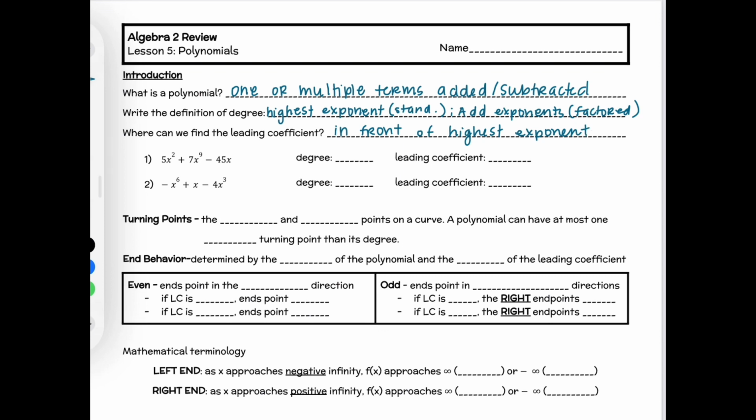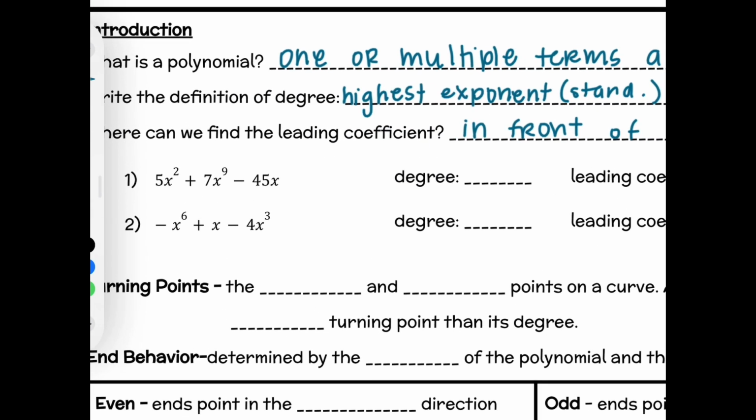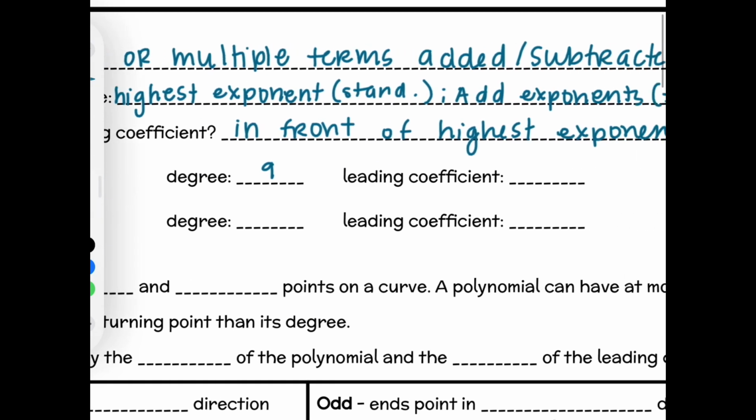All right, so looking at this first example, we're looking for the highest degree because this is in standard form. So if we look, we have a degree of 2, 9, and then this would be 1. So the highest exponent would be 9, so the degree would be 9. And if we're looking for the leading coefficient, we look in front of that x to the 9th. So our leading coefficient is 7. And really what we're concerned about with leading coefficients is if it's positive or negative.